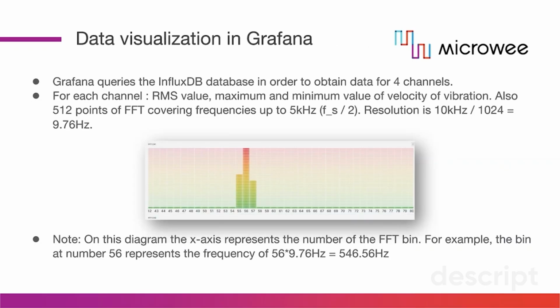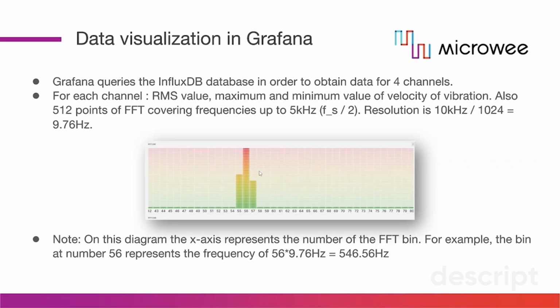Grafana is running on the same PC and gets its data from the Influx database for all of the 4 channels. For each channel we get RMS value, maximum, minimum value, and the velocity of the vibration. Also we have 512 points magnitude of the FFT. And the frequencies that are covered are up to 5 kilohertz. The 5 kilohertz is 10 kilohertz divided by 2, and this is because of the Nyquist.